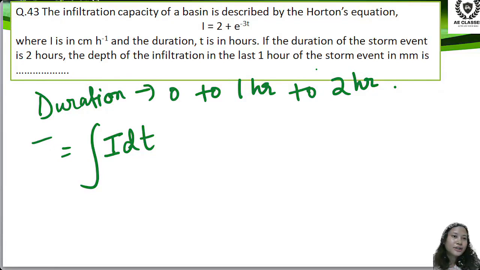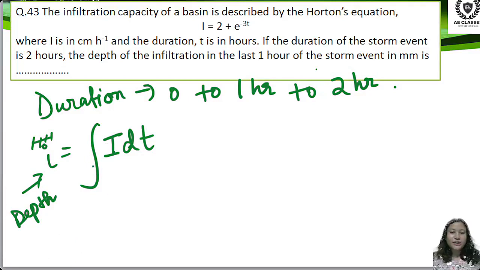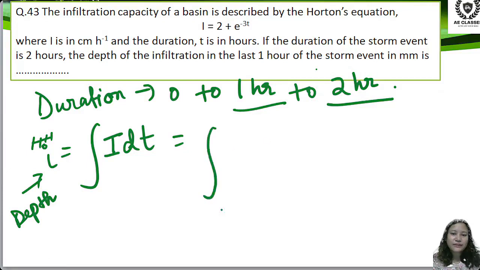And let the infiltration depth be given by small i. It's not erasing from my screen, so kindly ignore the bar. So let this be the depth of infiltration, and this is equal to the integration of I dt. Like I said, the condition here is 1 hour to 2 hour, isn't it? So very simple, take the limits 1 hour to 2.